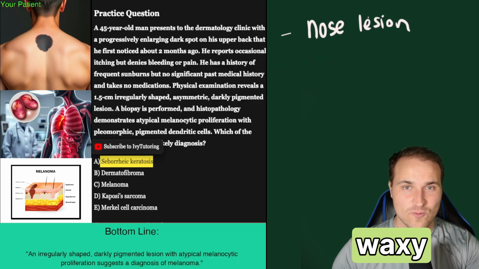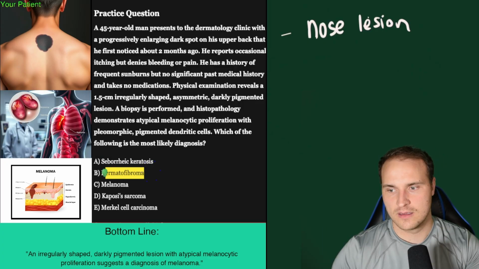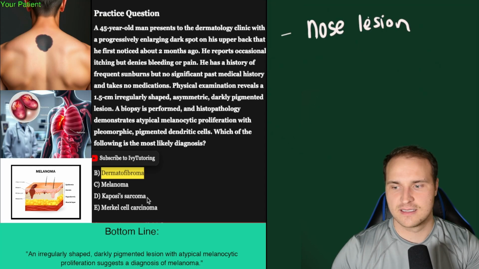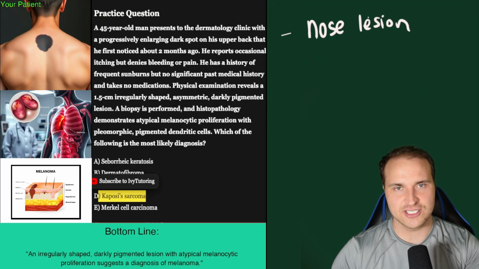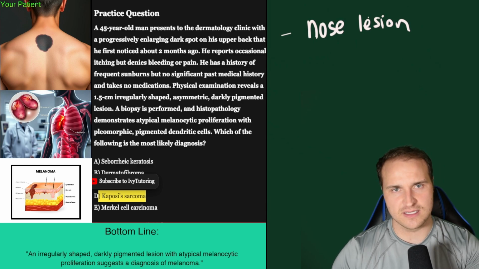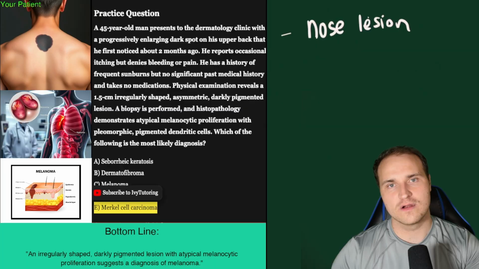That's a stuck-on, waxy appearance, and the histology shows horn cysts, not pleomorphic melanocytes. Dermatofibroma is a small, firm brown papule, and histology shows fibroblasts, not melanocytes. Kaposi's sarcoma is going to be an HHV-associated vascular tumor, especially in HIV. Histology would show spindle cells, not melanocytes. Merkel cell carcinoma is a neuroendocrine tumor, and histology shows small blue cells with a high mitotic rate, not the pigmentation or the dendritic cells.